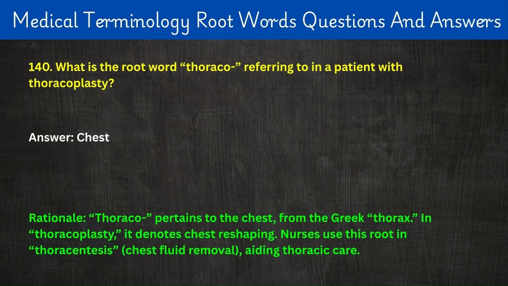140. What is the root word thoraco- referring to in a patient with thoracoplasty? Answer: chest. Rationale: Thoraco- pertains to the chest, from the Greek thorax. In thoracoplasty, it denotes chest reshaping. Nurses use this root in thoracentesis, chest fluid removal, aiding thoracic care.